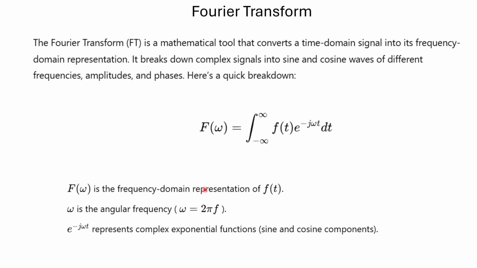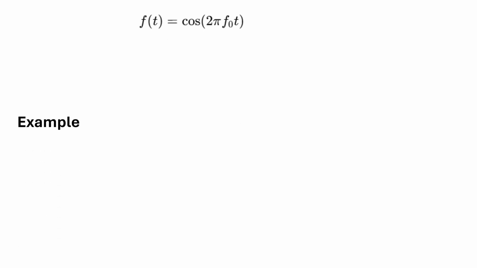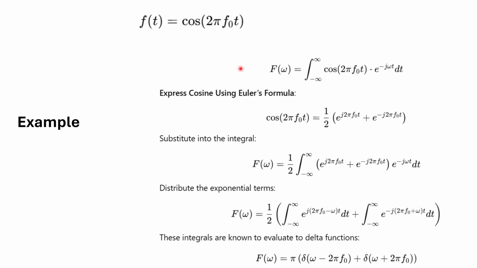And what is this? F of omega is the frequency domain representation of f of t, and omega is the angular frequency, and the exponential function represents the complex exponential function, right? That is sinusoidal. As an example, suppose we want to convert this time domain signal, that is cos omega t, into the frequency domain. How can we do it? So F of omega, first of all, the formula we can write. This is your function that you want to convert, and this is the multiplication factor. That is, we have to multiply by e to the power minus j omega t, and integrate it over minus infinity to infinity. Now, how will we integrate this?